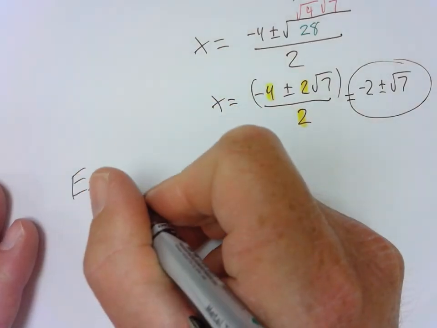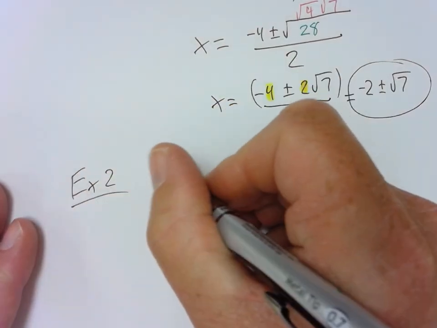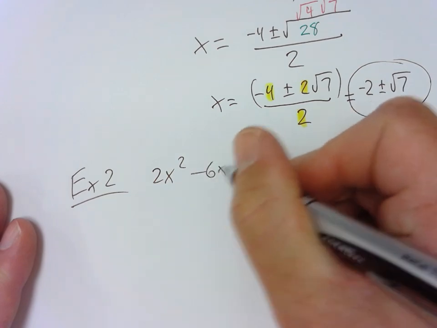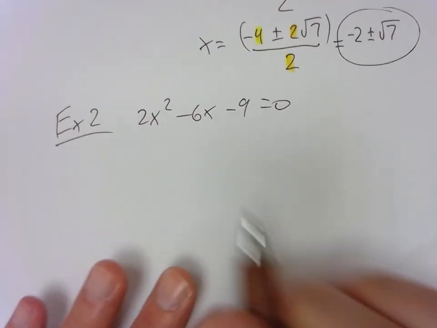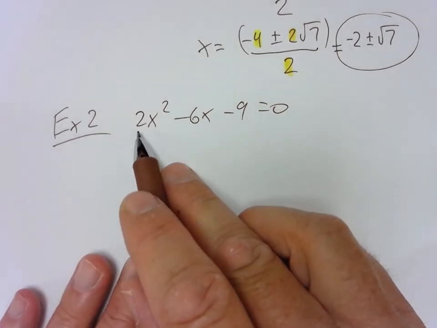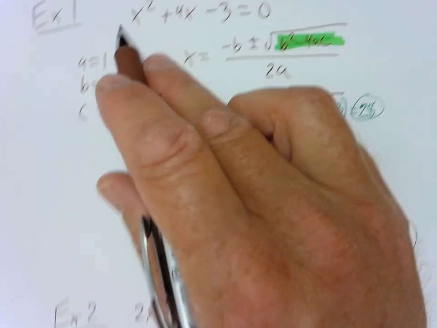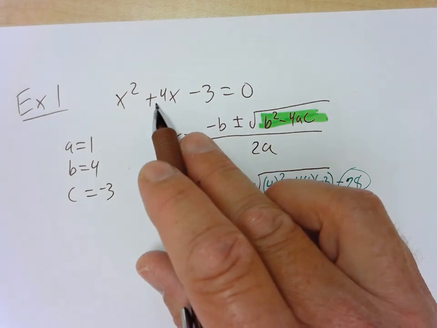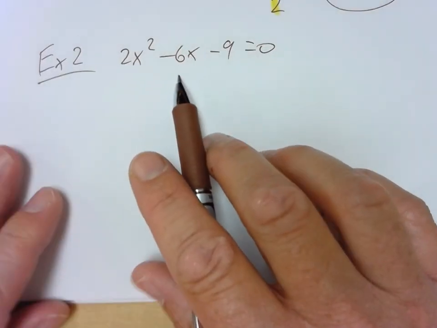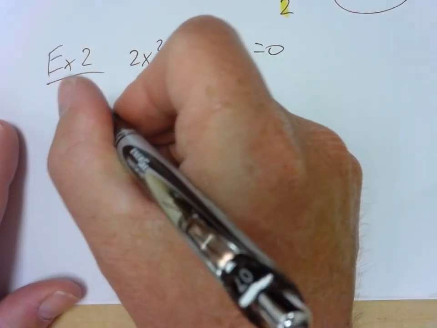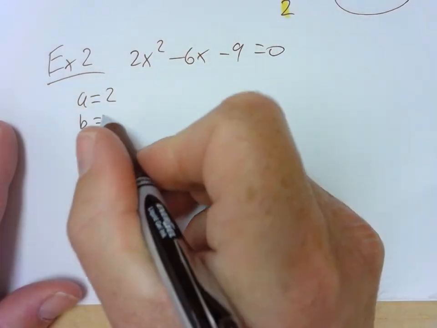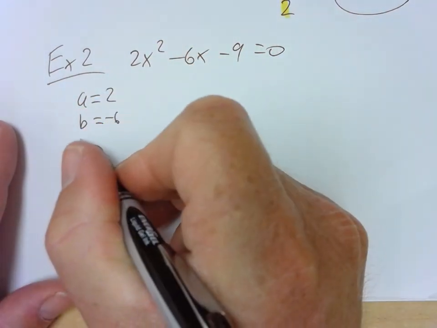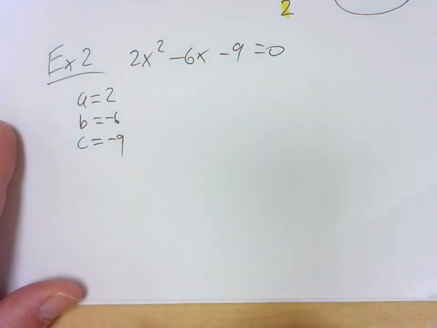Example 2 is 2x squared minus 6x minus 9 equals 0. This again will not factor. Notice a couple of things different. a is not 1. And there's a negative here instead of a positive. So we have a is equal to 2, b is equal to negative 6, and c is equal to negative 9.